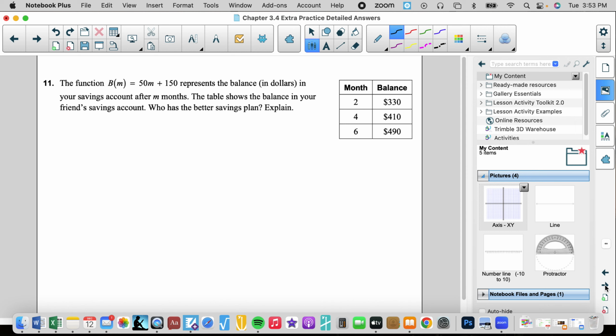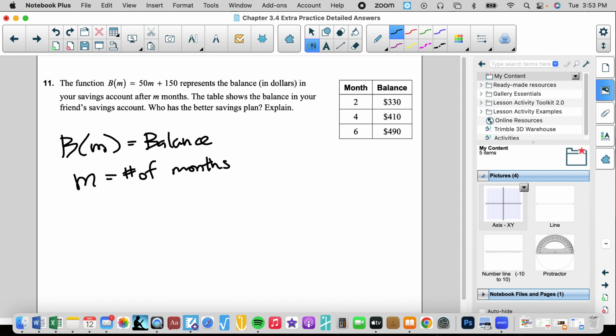The function b of m equals 50m plus 150 represents the balance in dollars in your savings account after m months. Okay, so b of m equals the balance, and m equals the number of months. I like that just knowing. The table shows the balance in your friend's savings account. Who has the better savings plan? So we don't have any data points for our situation. This is my friend's over on the right here. So I have to find some data points.